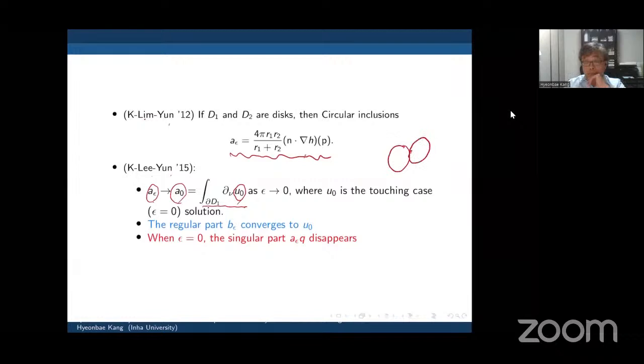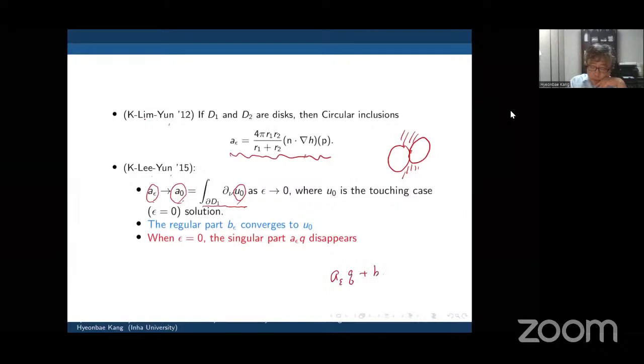In the touching case, maybe because of the curves outside here, you may think that the solution may not exist. Yes, that's true. But because the boundary condition is constant, the solution exists, and this number converges to this number. And so for the numerical computations, we can use this number as an approximation. But what's also very interesting is that we have this decomposition, A epsilon Q plus B epsilon.